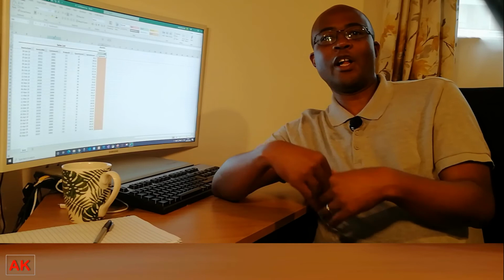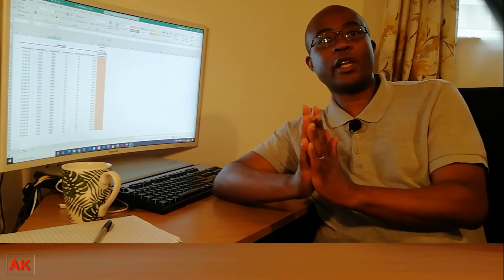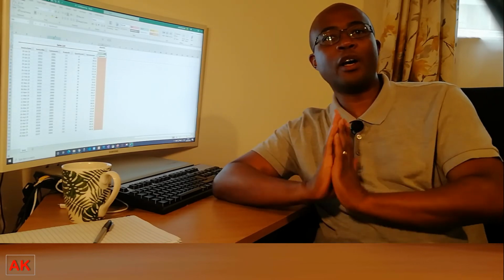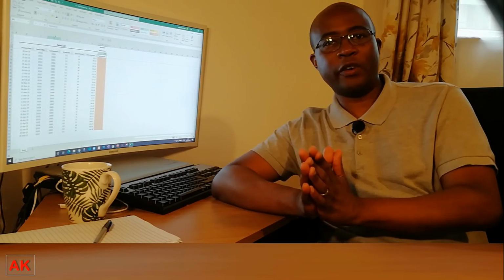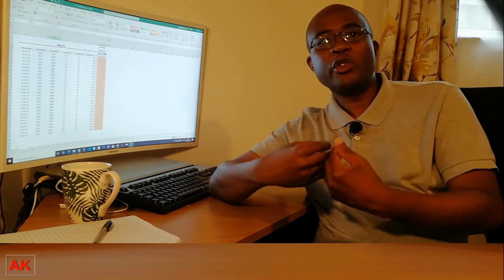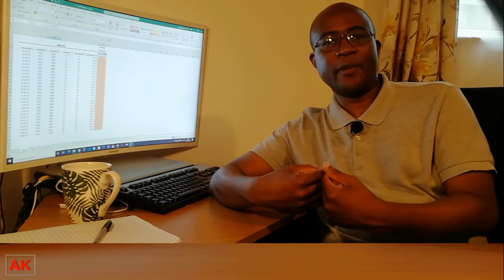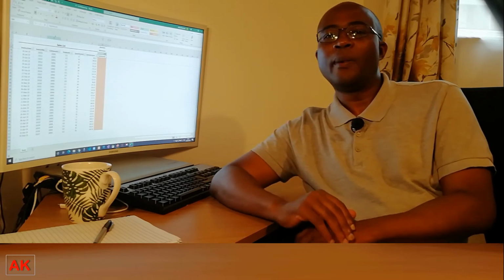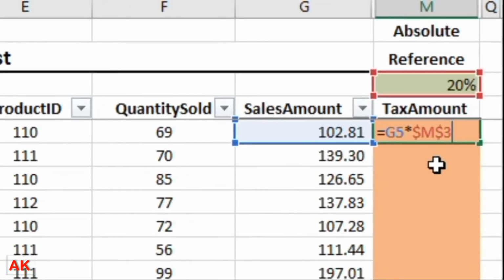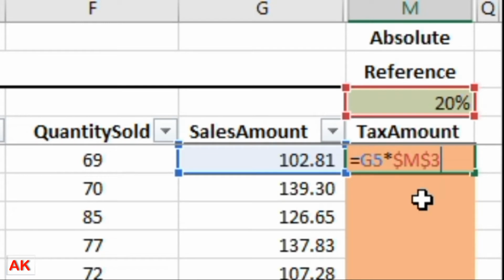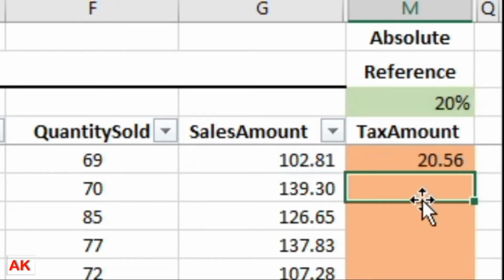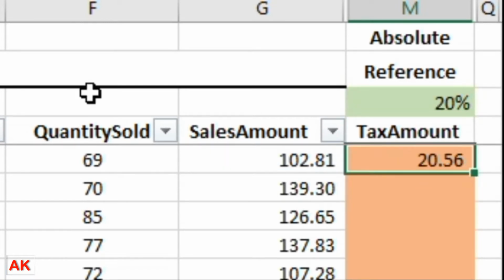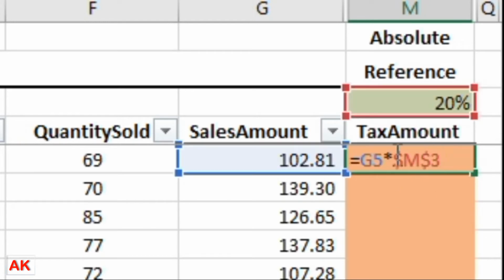If we were going to calculate the tax amount in a single cell, it would not matter whether our formula contained only relative references. The result returned would be the same. For example, currently the result of the formula is 20.56. If I remove the dollar signs from the formula, notice that we still get 20.56.